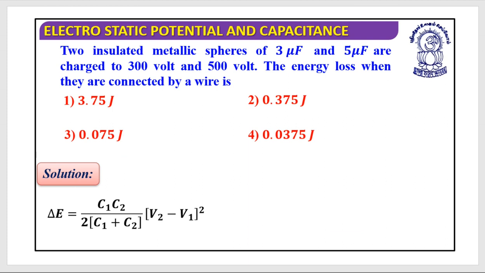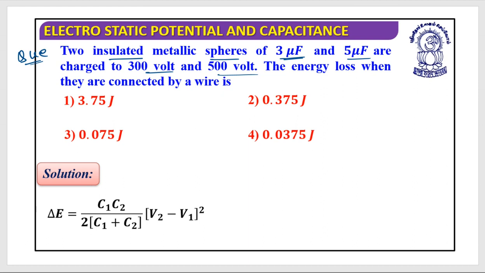Look at what data has been given. What they ask is: two insulated metallic spheres of 3 microfarad and 5 microfarad are charged to 300 volt and 500 volt. Find the energy loss when they are connected by a wire.